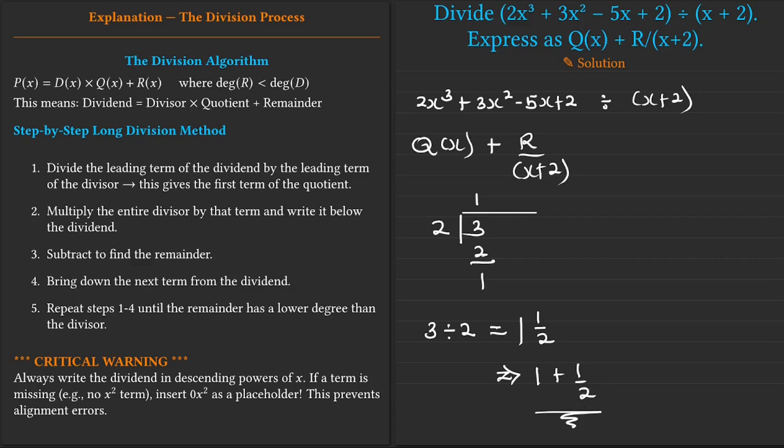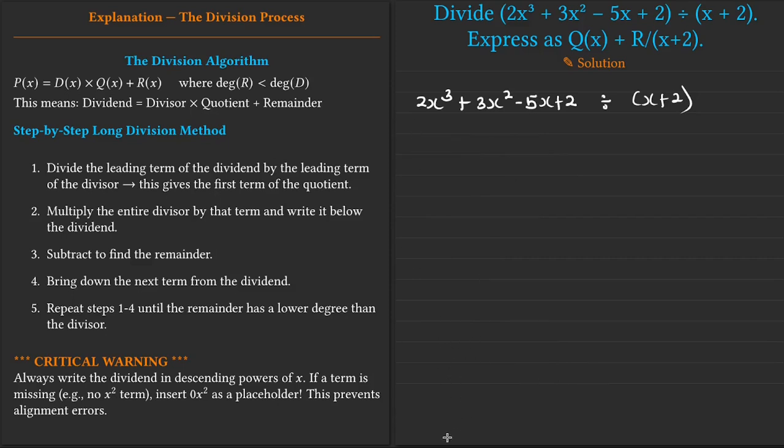So let's look at the steps involved. Before we start, we have to take heed of this critical warning here. It says always write the dividend in descending powers of x. We have x to the power 3, x squared, then x to the power 1, and then x to the power 0 over here. So they are already in descending powers of x. So we are good to go.